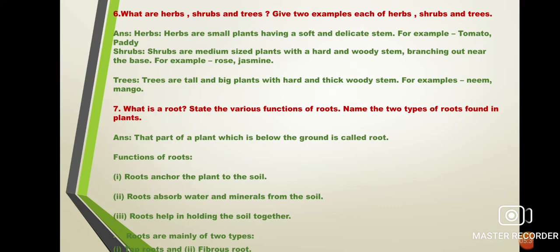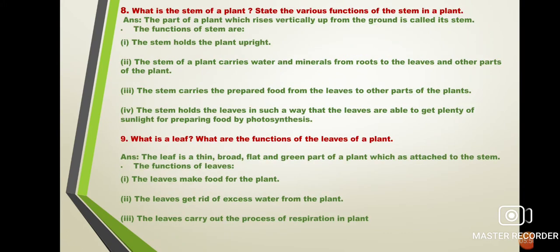Thus, it can prevent soil erosion. Understood? Then root, they are mainly of what? They are mainly of two types. One is the taproot and another one is the fibrous root.